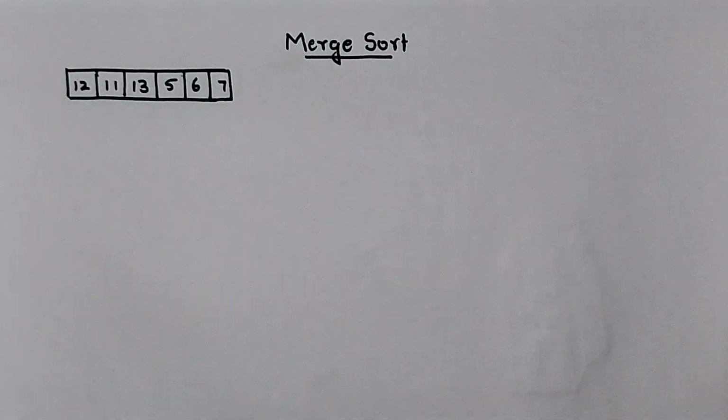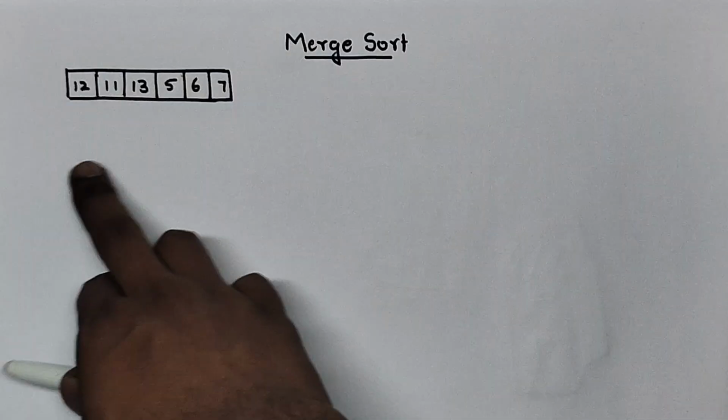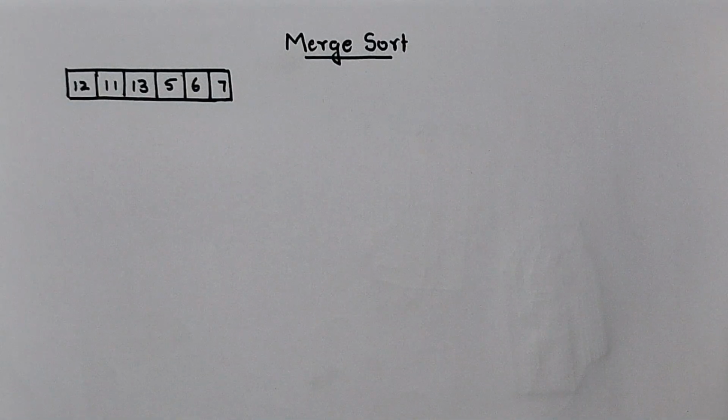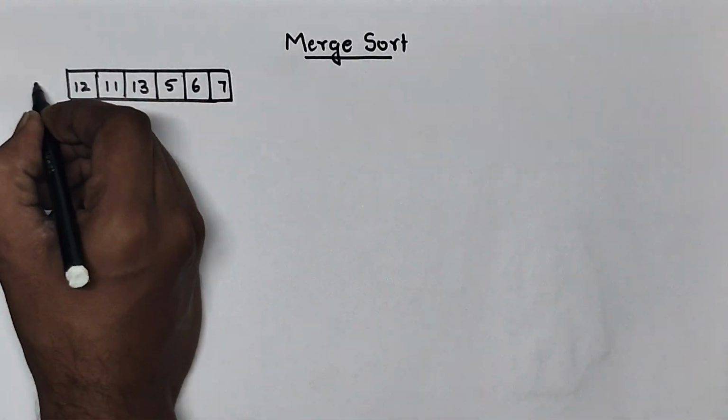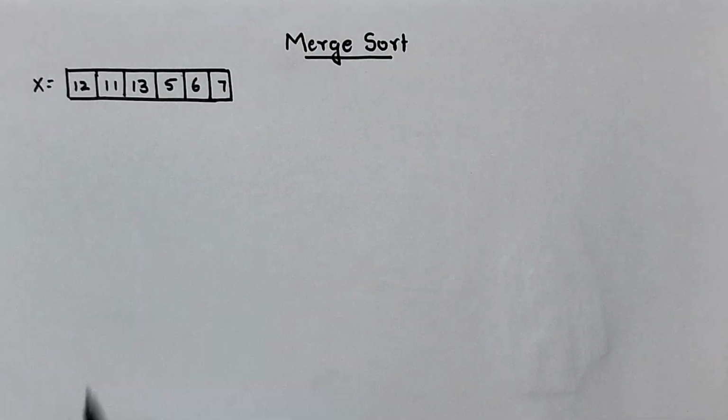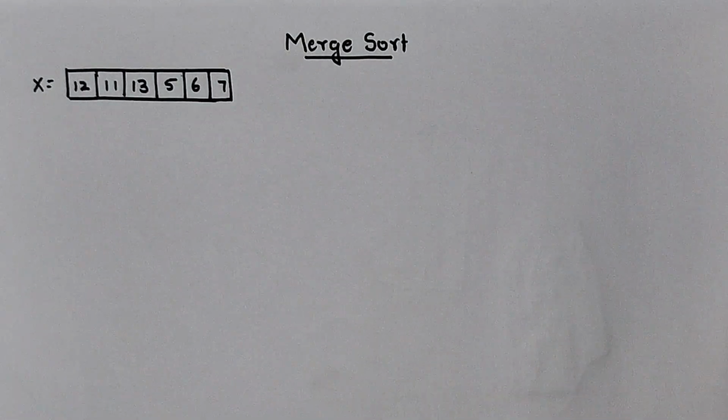Hello everyone. In this video, let's discuss how to solve the merge sort problem in data structures and algorithms. So here we are given a list of elements. The first step is to name them. We can name the list of elements as X. You can use any variable, that may be A, B, C, anything, because these steps also carry marks in the examinations.